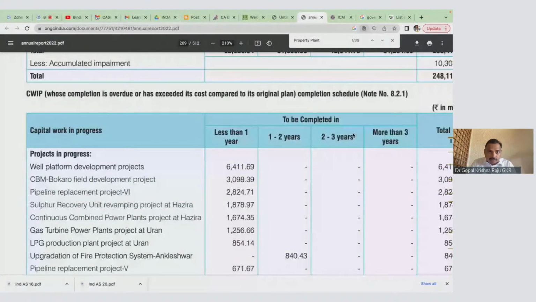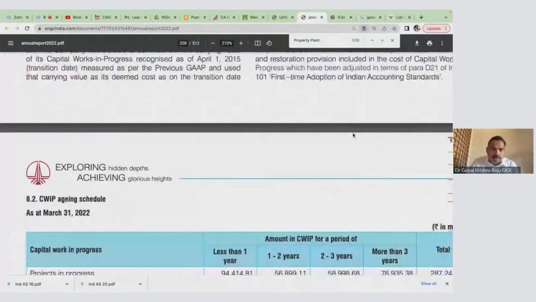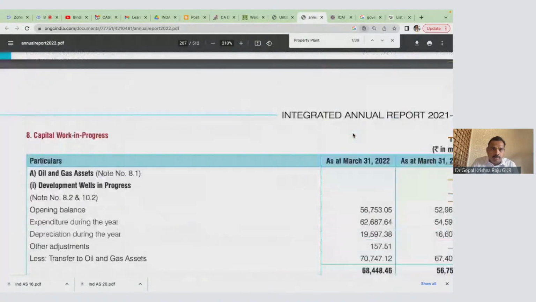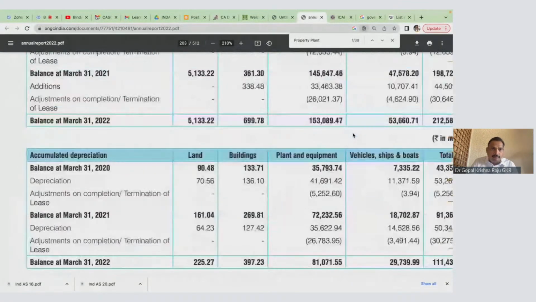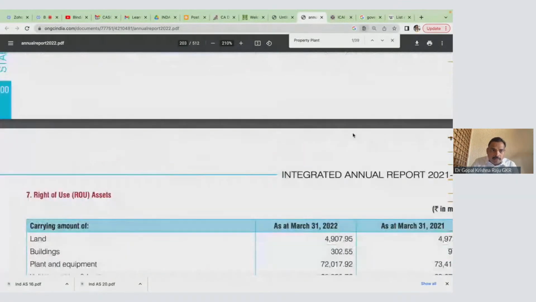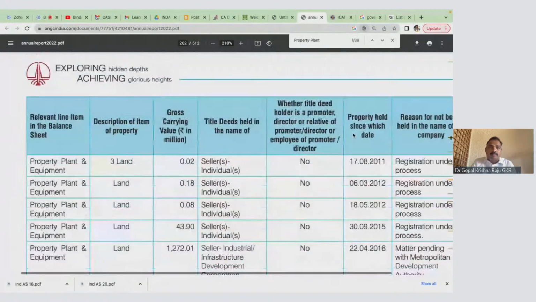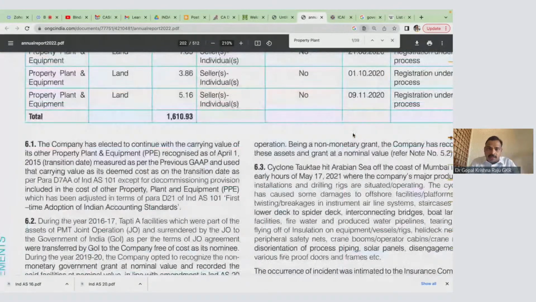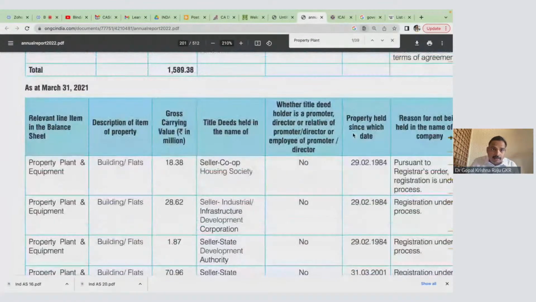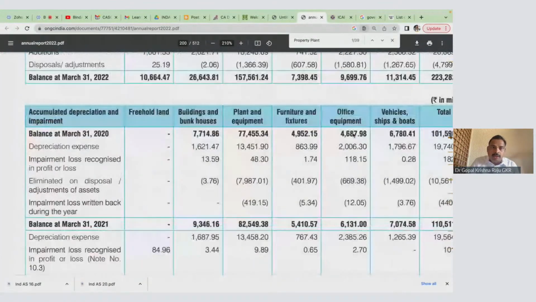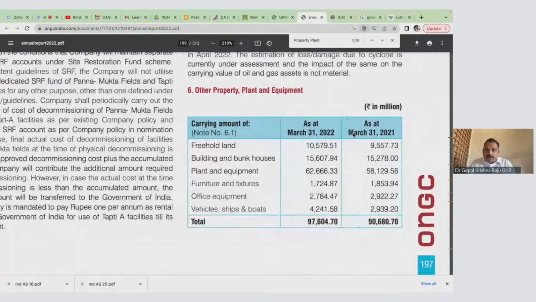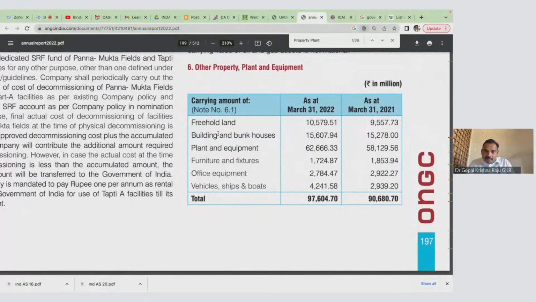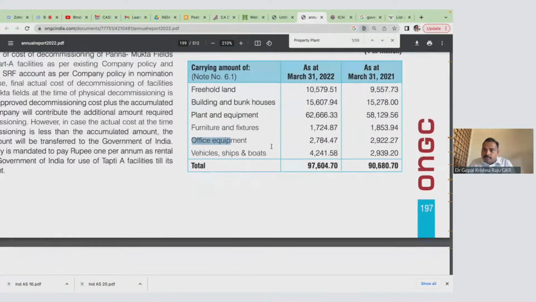Capital work in progress. Look at this. Amazing, quite a very big. CWIP itself is so big. The right of use of assets is so big. Property, plant and equipment, right of use of assets is very big. Look at this PPE, a relevant item in the balance sheet. And line item. Look at the list, guys. My God. So look at this carrying amount. Freehold land, building, plant and equipment, furniture and fixtures, other equipment, vehicle, ships and boats.